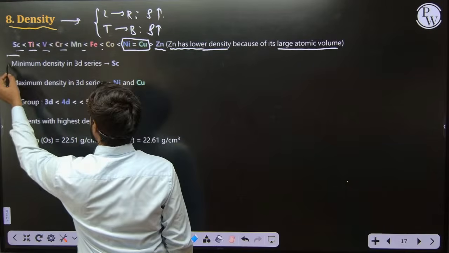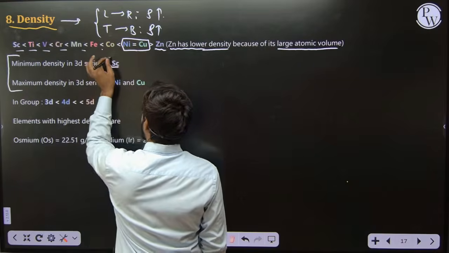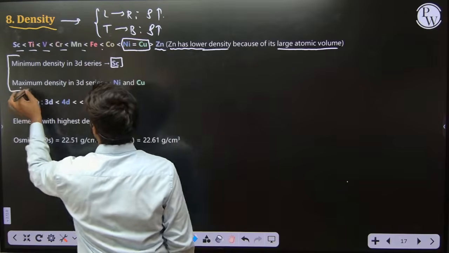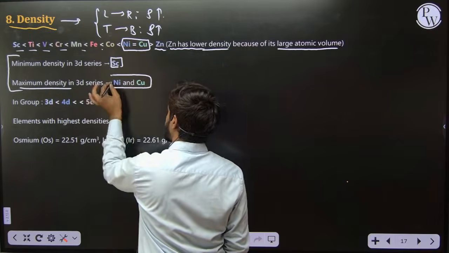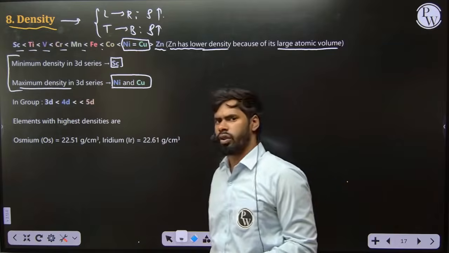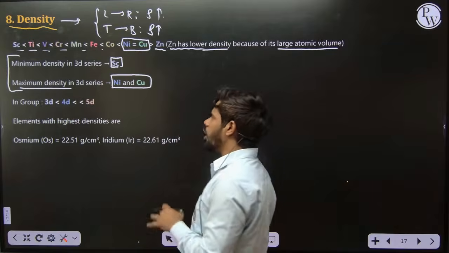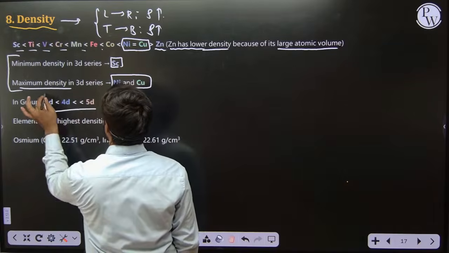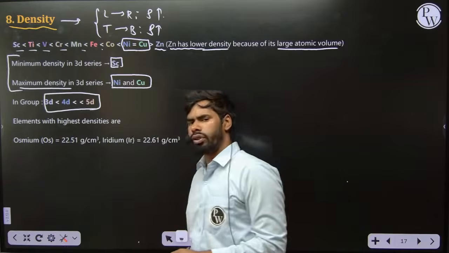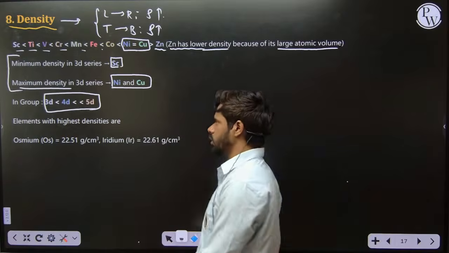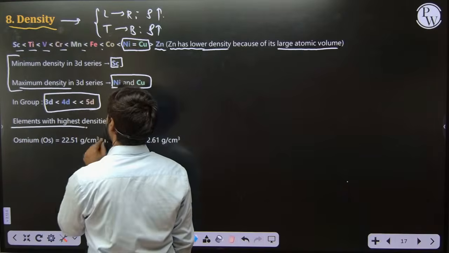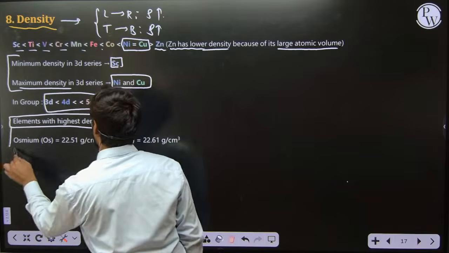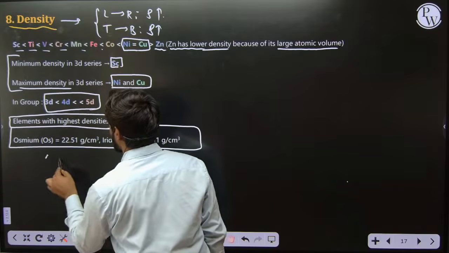So the minimum density in the 3d series is for scandium, and the maximum density in the 3d series we can say is nickel or copper. Down the group, the 5d is larger than the 4d, then the 3d. There is no exception.